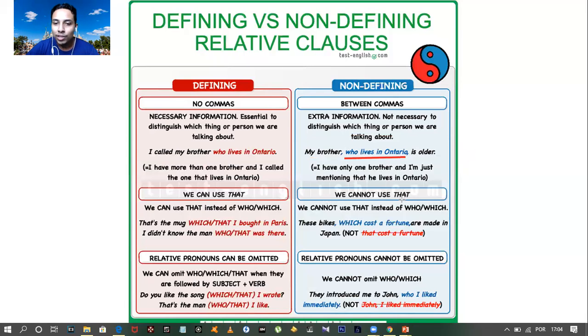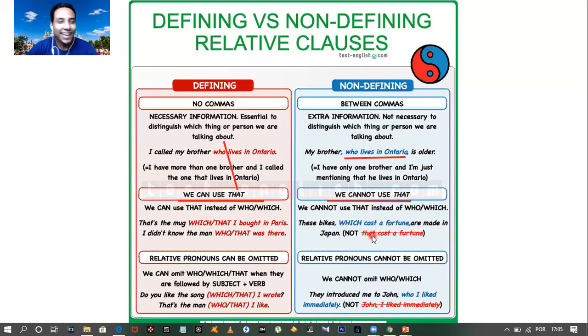Another one. We cannot use that. Oh, teacher, in relative clauses we use that? Yes. In non-defining relative clauses, we don't use that. For example, the mug which or that I bought in Paris. The other example, these bikes, which cost a fortune, are made in Japan.